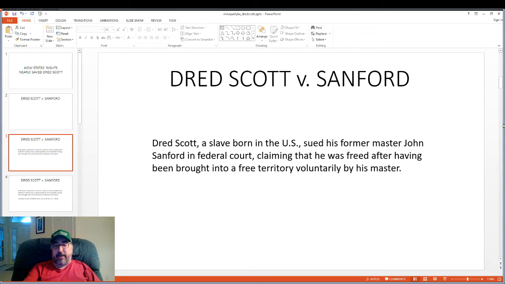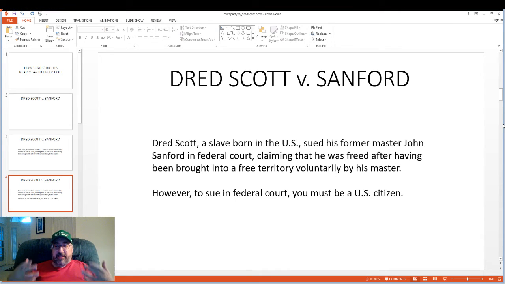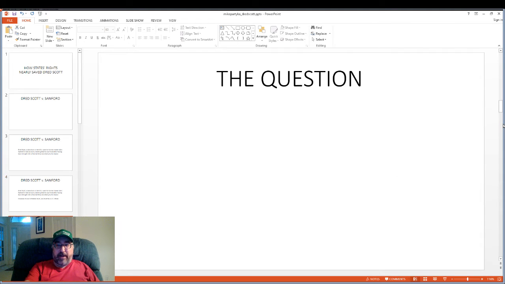Now, the question, however, was raised on account of the fact that Dred Scott was suing to try and prove this. The problem is that in order to sue in federal court, you have to be a U.S. citizen. Was Dred Scott a U.S. citizen? Well, that was a big question.